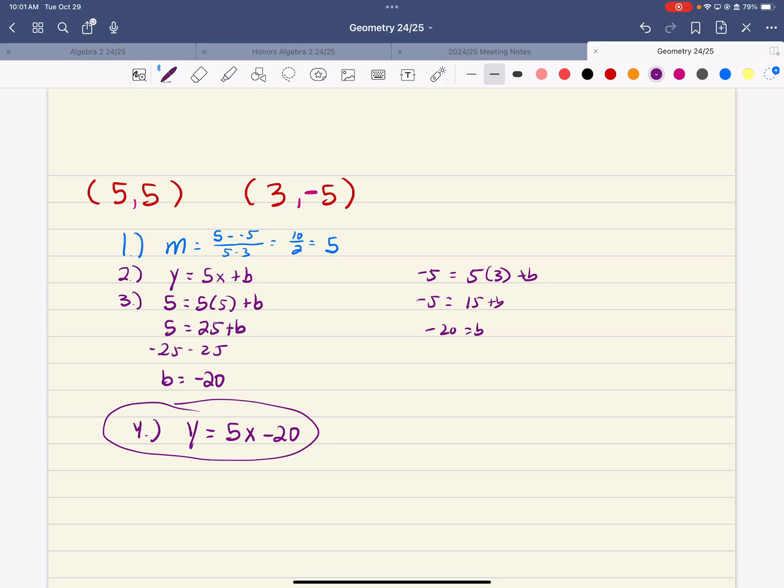Today on your assignment, worksheets are up here. You only need to do questions 1 through 10. Don't go past number 10. The rest of it we're going to talk about tomorrow. So just questions 1 through 10.